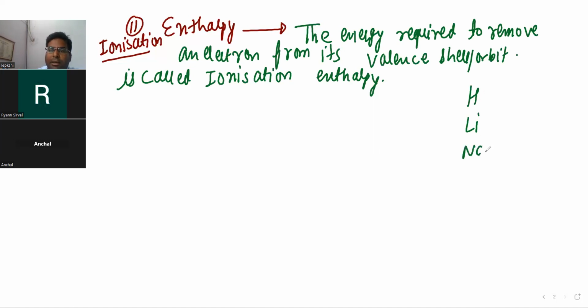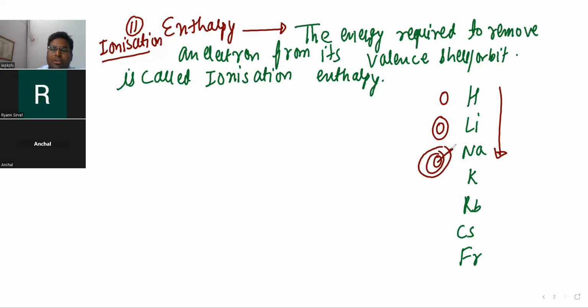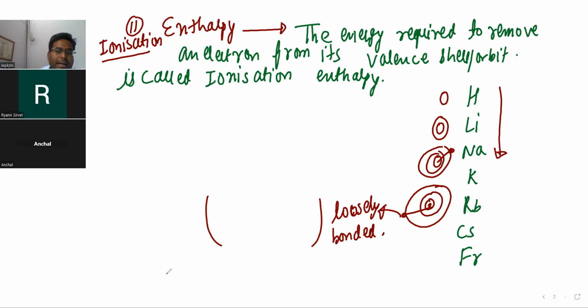Hydrogen, Helena ke Rab se Faryad. So as we are moving down the group, atomic size increases, right? And orbits also increase. So their last orbit electron is going away from the nucleus, right? So they are loosely bonded as we move down the group. So it requires less energy to break it down. It requires less energy, right? To remove the electron.